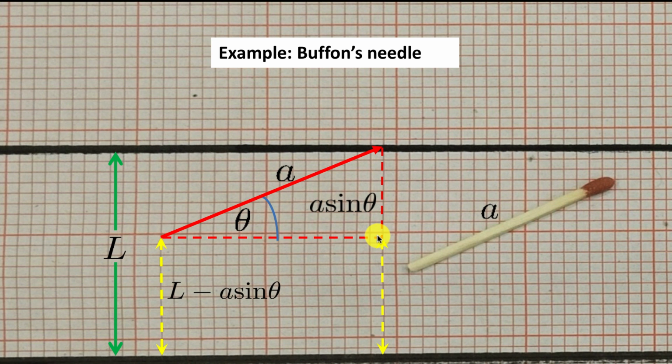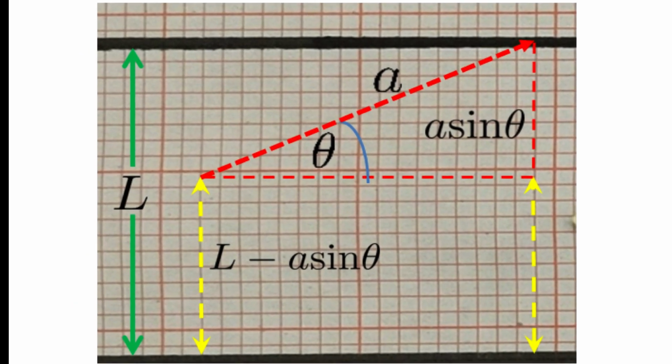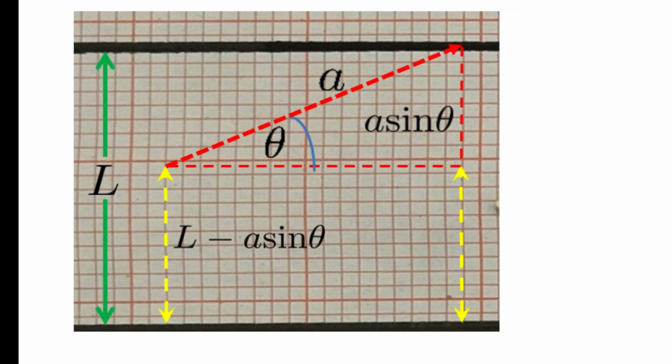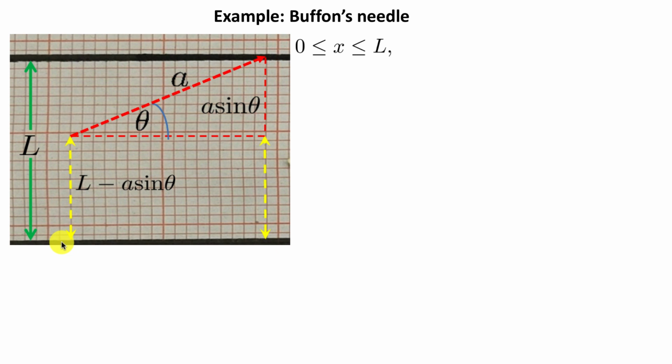We're keeping theta fixed, but then this distance over here, from here to here, will be L minus a sine theta. So this will be the minimum value of x for crossing the upper line. Now let's look at this same diagram and get a little bit of calculation done. So as I said earlier, x will lie between 0 and L.